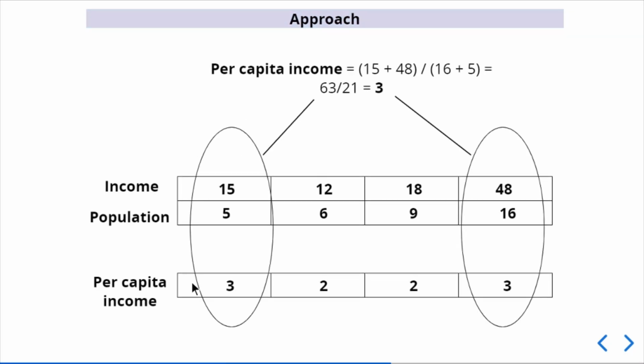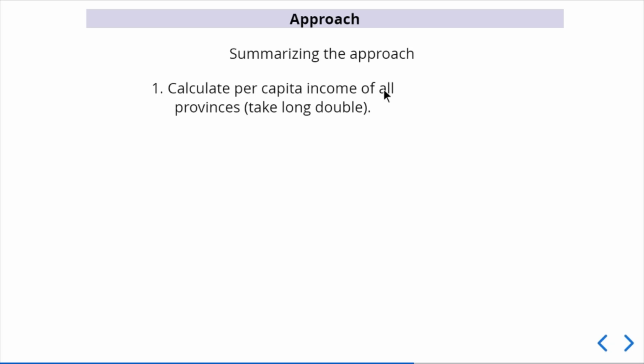We'll take this particular province and this particular province, and we'll combine them. The average per capita income we get is 15 plus 48 divided by 16 plus 5, that is the population, and the result is 3. Earlier it was also 3 for these two states, and now if we combine these two states with maximum per capita income, the per capita income is still 3. So I think the approach is clear now. We'll select all the states with maximum per capita income, combine these states and form the solution. Okay, so the task is very clear.